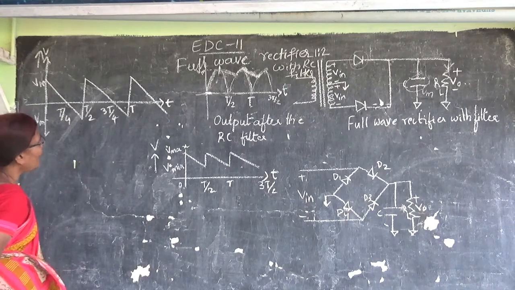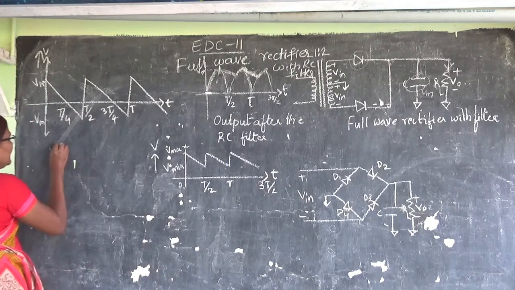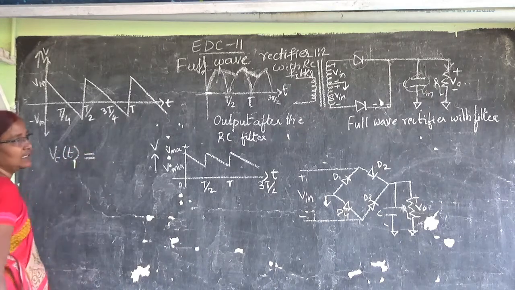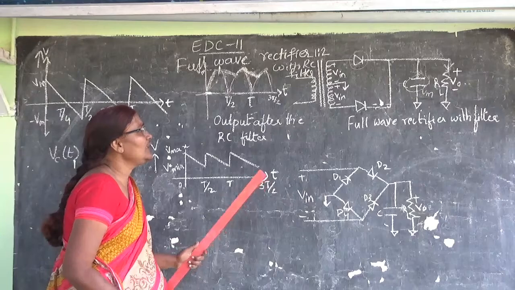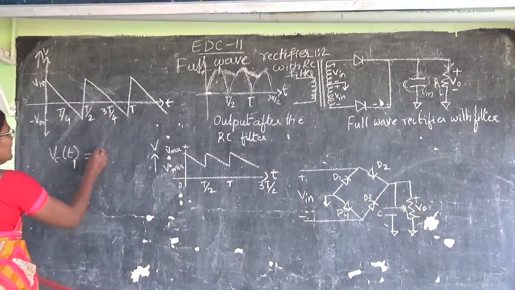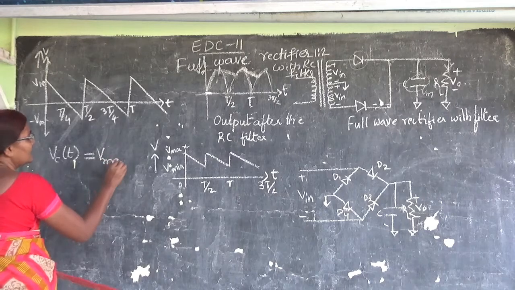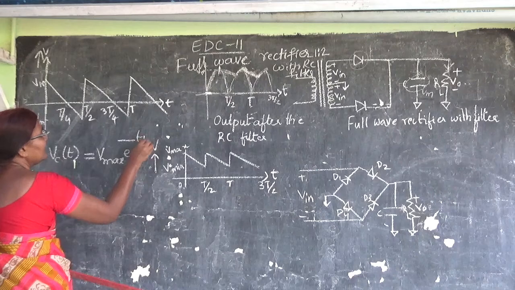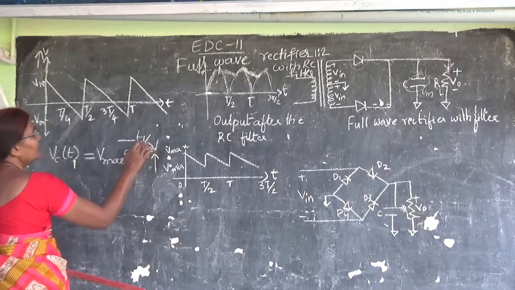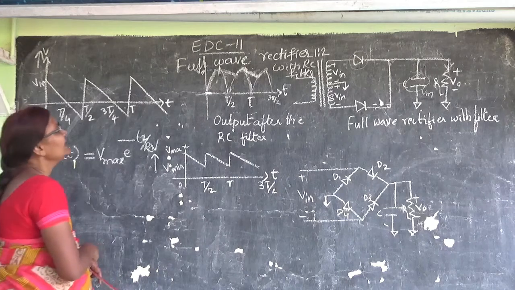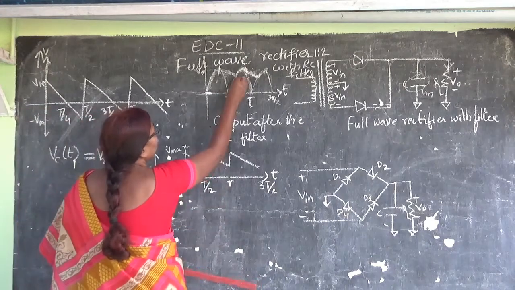So what will be the VC of t? That means the voltage across the capacitor during discharge will follow the exponential function, that will be Vmax into e to the power of minus T1 by RC. Earlier we took T1, now we take T2. What is this T2?